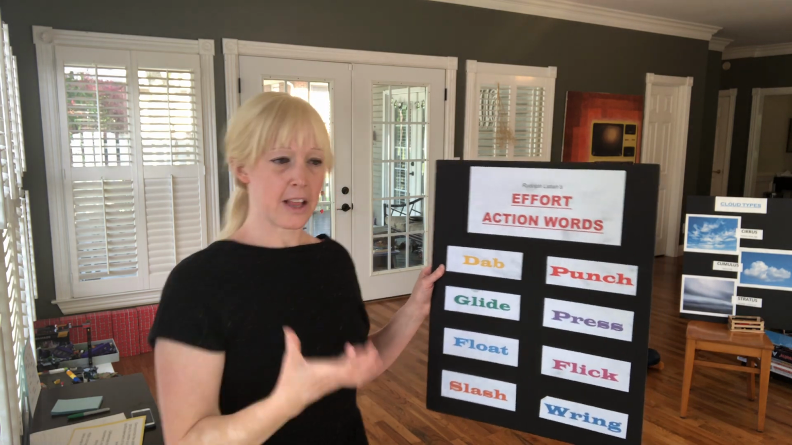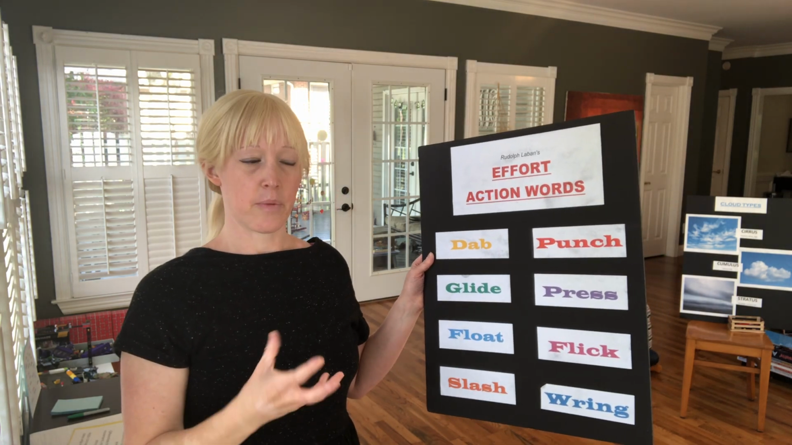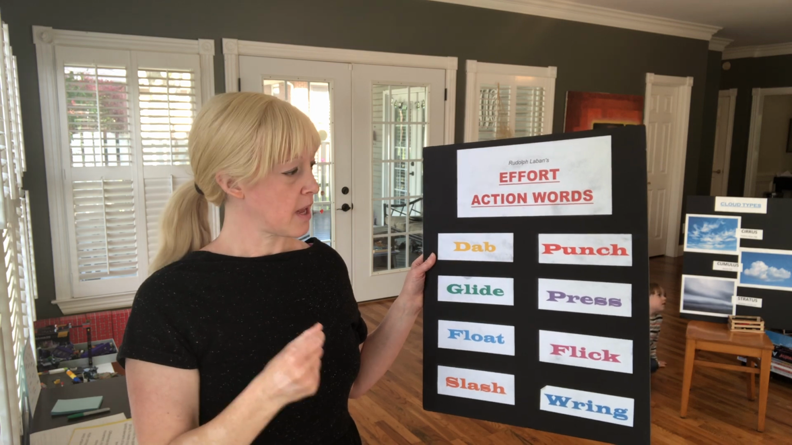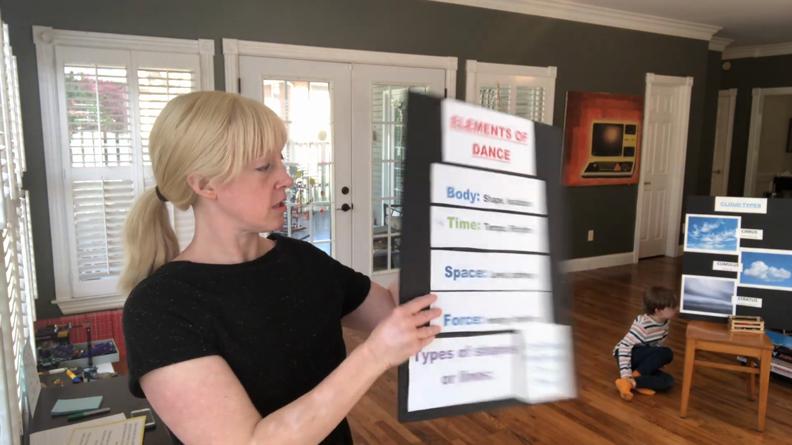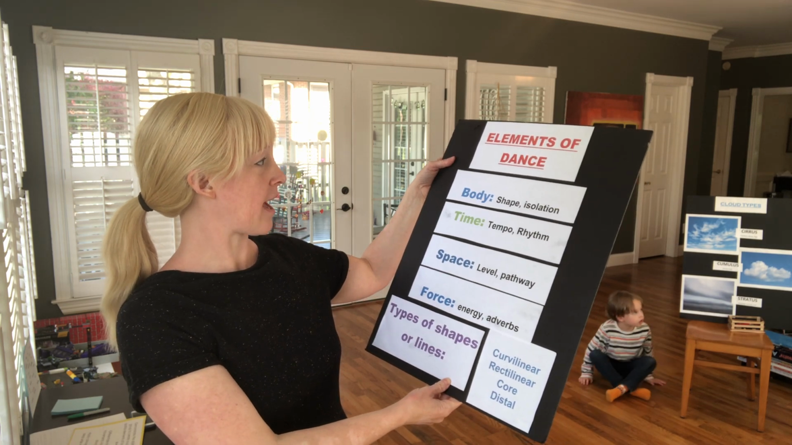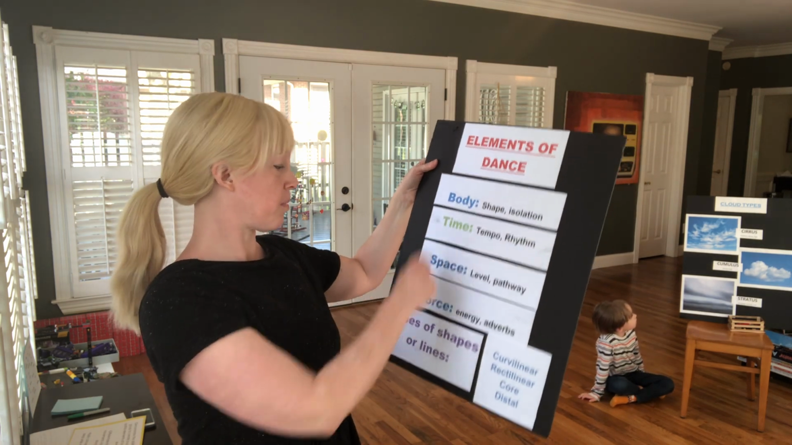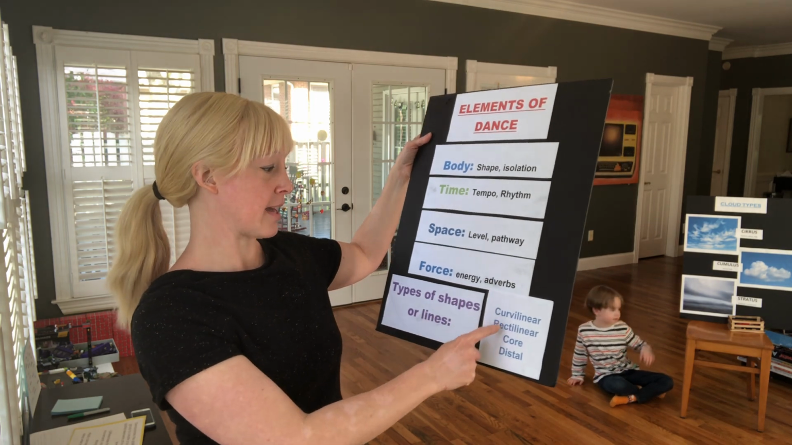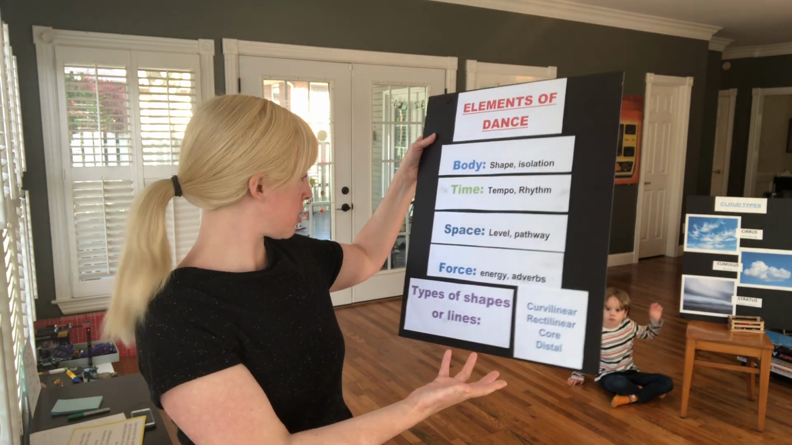So we're going to analyze these different cloud types, and we're going to apply different words, and we might use these effort action words. We might use some different, here we need to definitely identify these really important types of shapes or lines, curvilinear or rectilinear shapes.